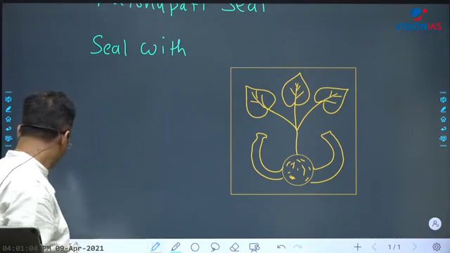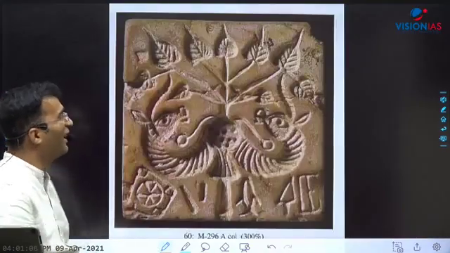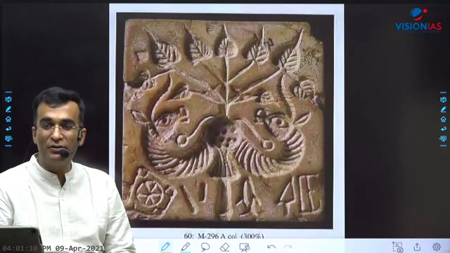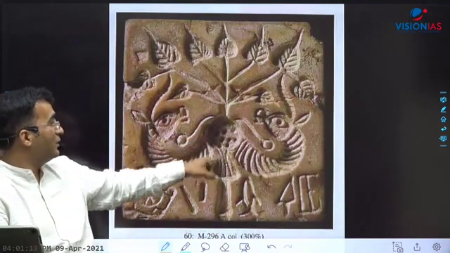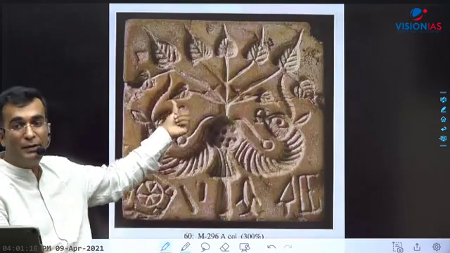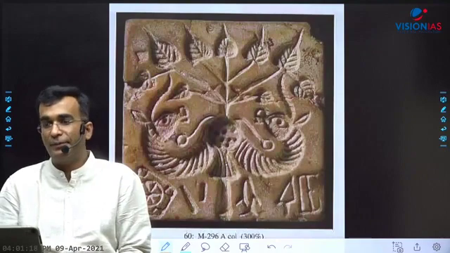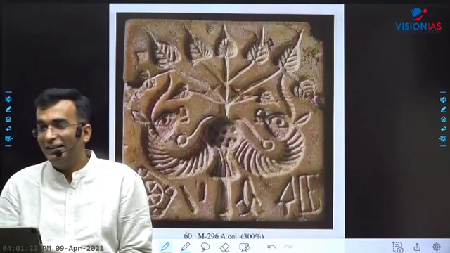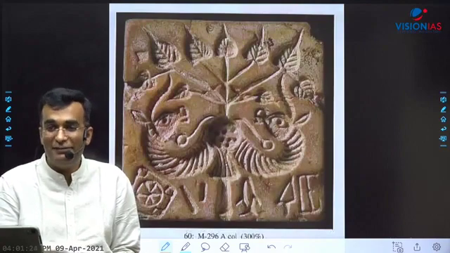Now, look at the image. This is what I was trying to draw, but I was not perfect in this particular drawing. So you can see that this is a seal with the peepal leaf. लिख लो, उसमें example में: seal with the peepal leaf.